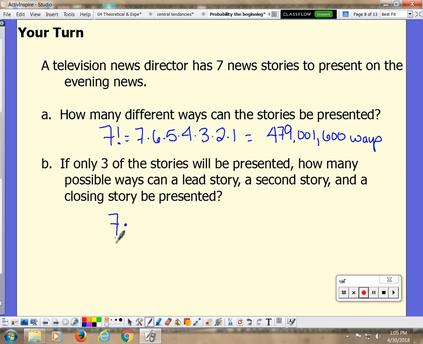Once I've picked one story, now I only have 6 stories to pick from. And then once I've picked that story, I only have 5 more to pick from. So when we multiply that, there are 210 different ways I can order those 7 news stories for the first 3 spots.